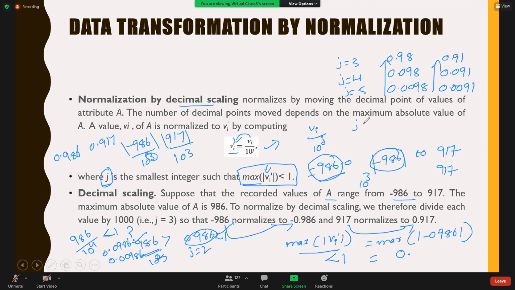You can consider any value. The value goes on decreasing, right? If you increase the value of j, the resultant value will always be decreasing. So what is the maximum among all these? 0.917, 0.986. So what is the j value that is to be selected? 3. j is 3. So this is the decimal scaling approach. It is actually a simple approach. By seeing the values itself, you can say the new value. No need to calculate any mean, median, or standard deviation, anything.